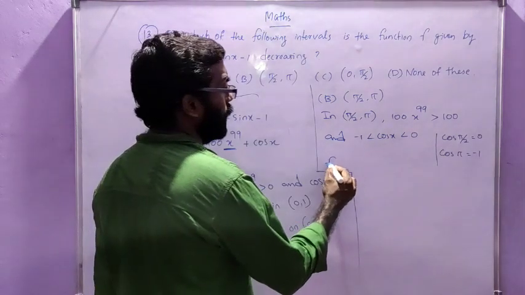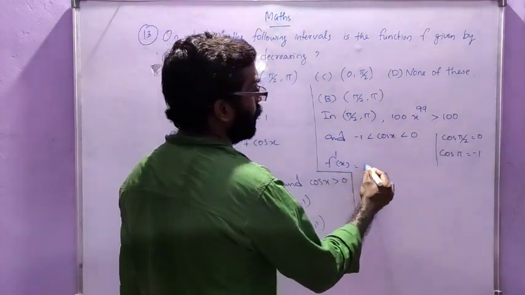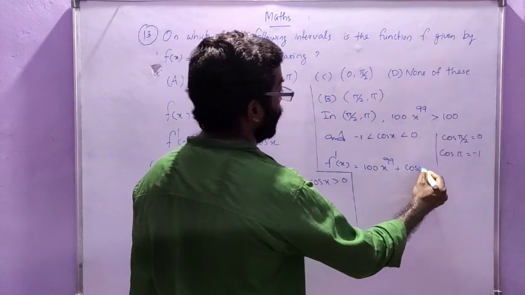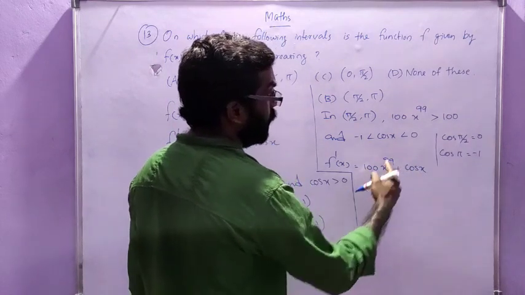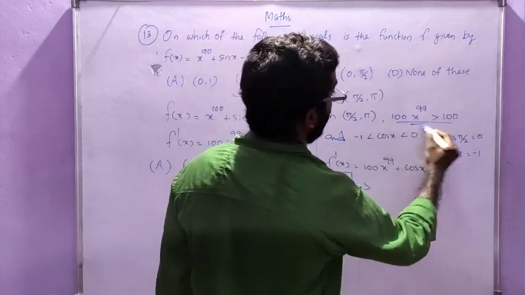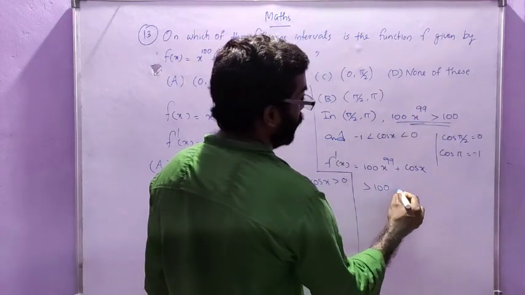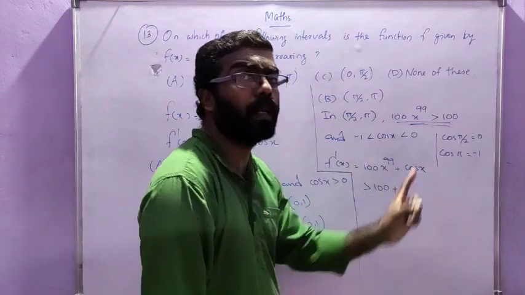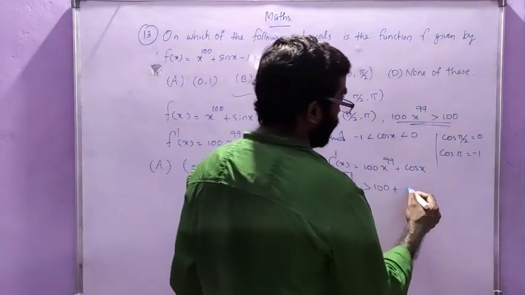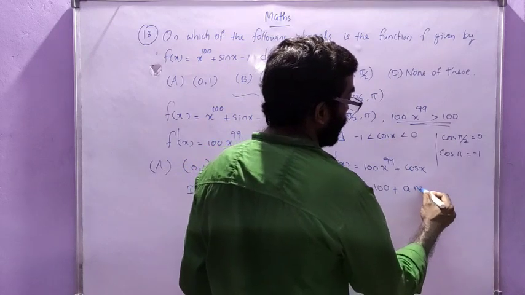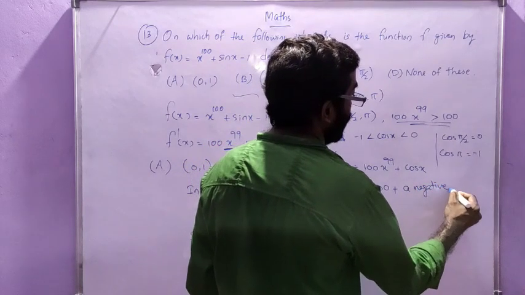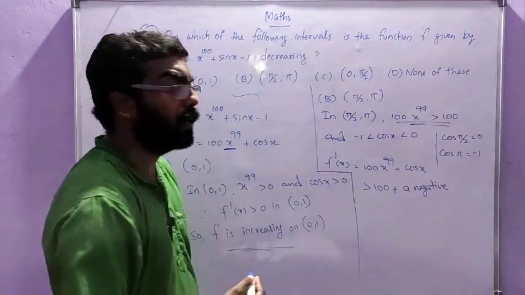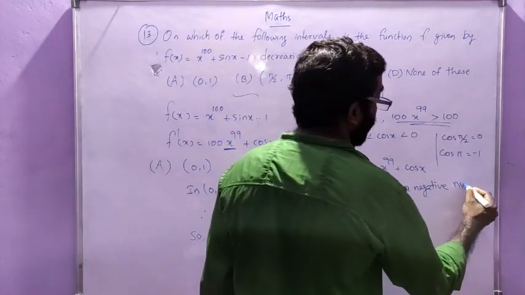So here we can write f dash of x is equal to 100 x raised to 99 plus cos x. 100 x raised to 99 is greater than 100, then plus the value of cos x, which lies between minus 1 and 0. So we can write a negative number. Since it is less than 0, the value is negative.